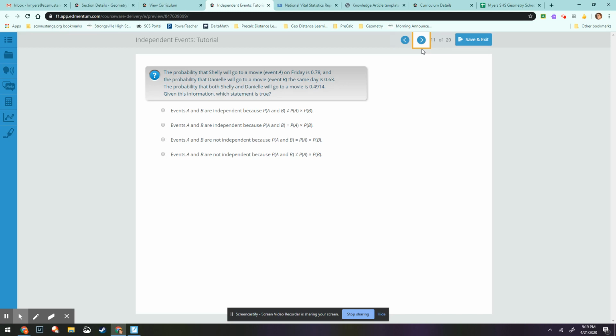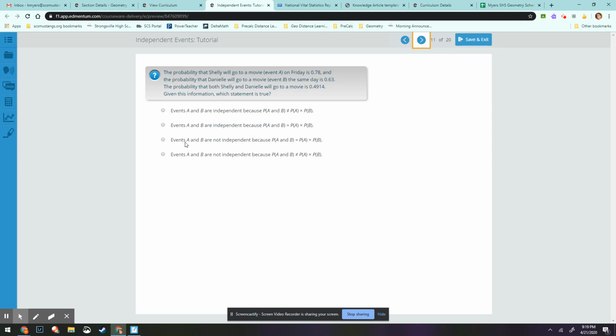The probability that both Shelly and Danielle will go is 0.4914. So we want to figure out which one is true. Now this 0.4914, that is the probability of both happening. So I'm going to take my calculator and multiply 0.78 times 0.63 and see what happens. I get 0.4914. I multiplied the individual probabilities and got the probability that both of them will go. So that means the events are independent.